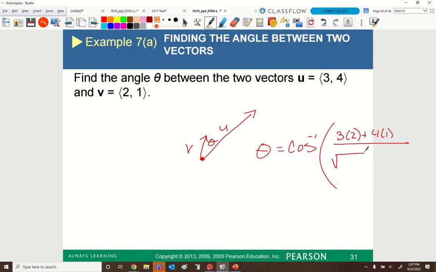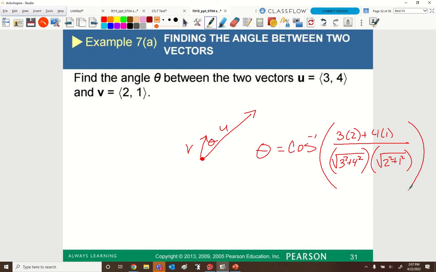So this is going to be the square root of 3 squared plus 4 squared. Let that sit for a second. Remember, order of operations comes first. Exponents, square it first. 9, 16, 9 plus 16 is 25. The square root of 25 is 5.